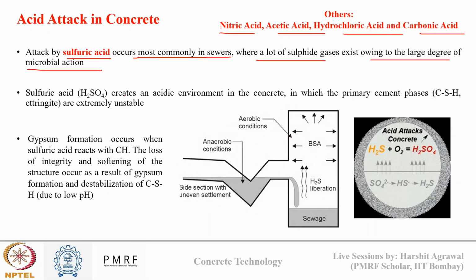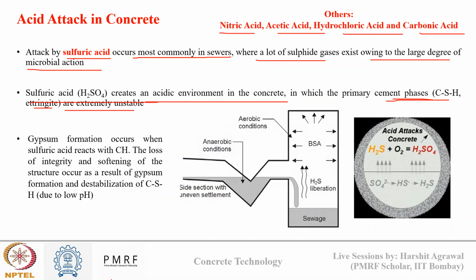So in sewers it is rich in sulfide ions, and when they are released in the open space in the pipeline, in the presence of oxygen, they form sulfuric acid, which creates an acidic environment in the concrete lining, the pipe lining present around the sewer lines. And this acid degrades the cement phases in concrete like CSH and ettringite. They become highly unstable and start to degrade. Once they degrade, concrete will lose its strength, its binding ability, and the concrete will collapse.